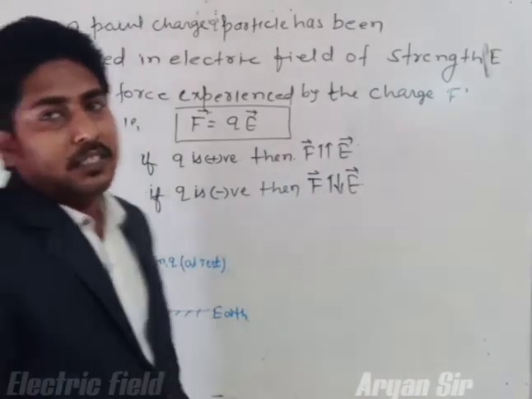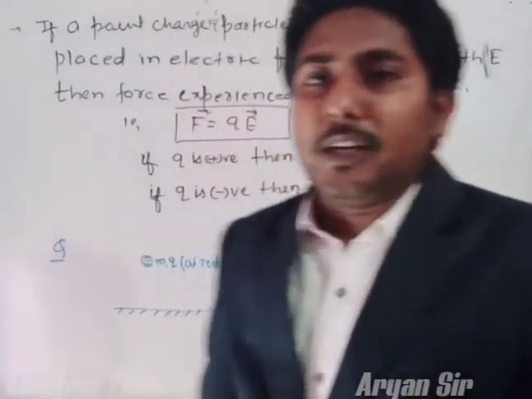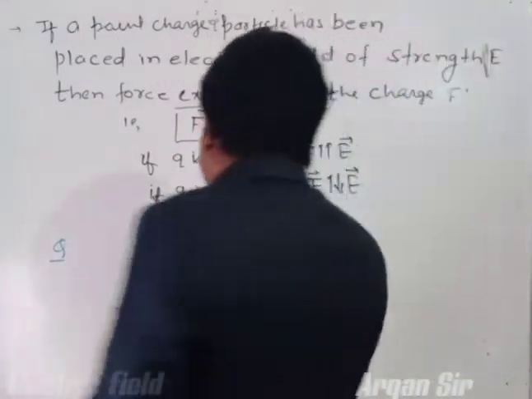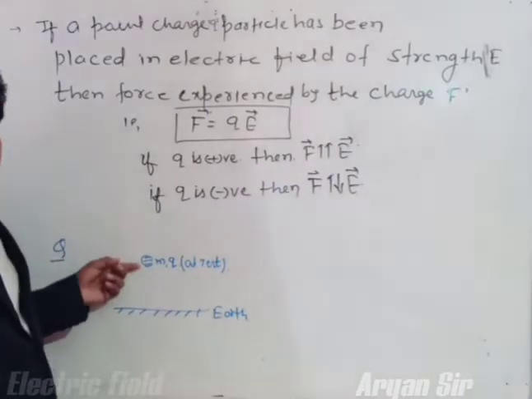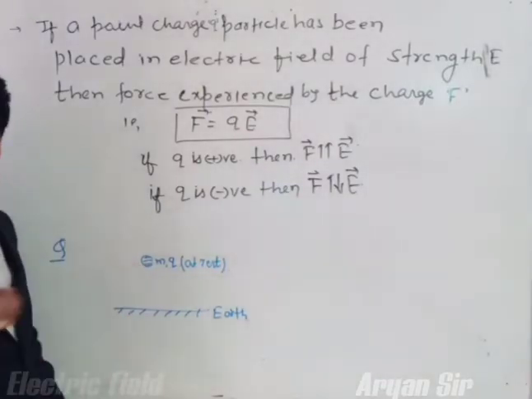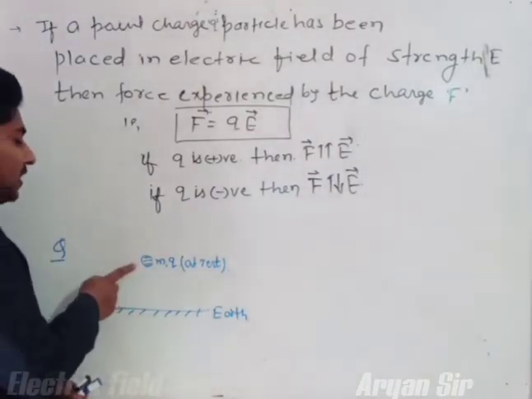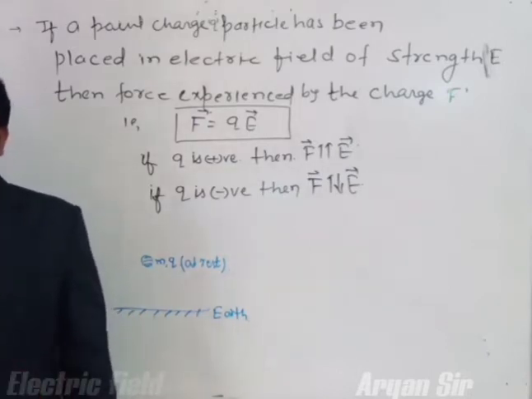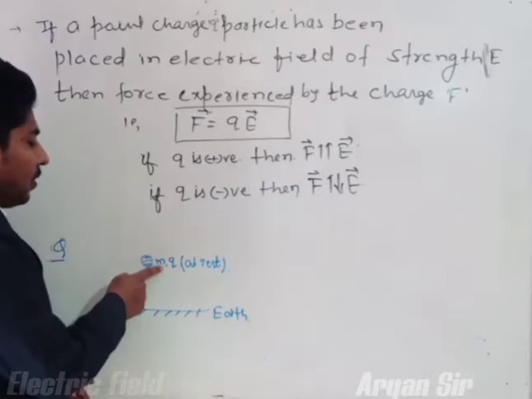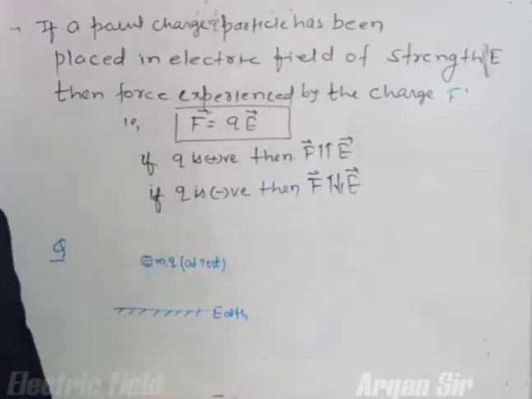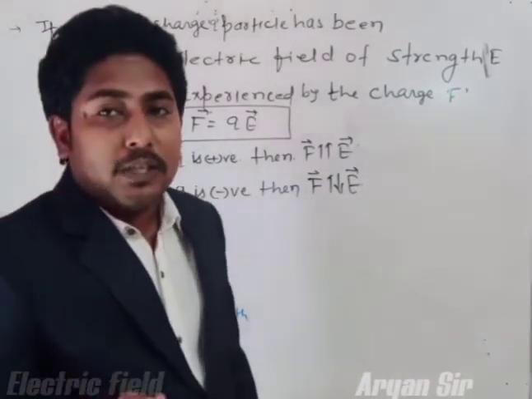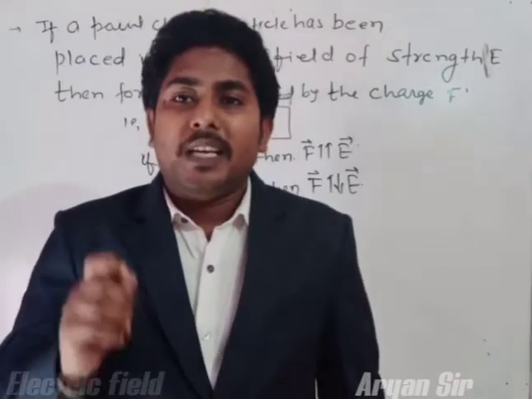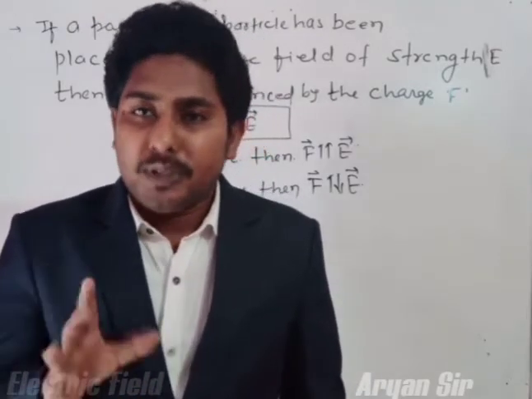So let us discuss some numerical problem related to electric field. You have a situation. There is a point charge which is at rest just above the earth's surface and having mass small m and charge q. Then we have to find the magnitude and direction of electric field intensity present there.